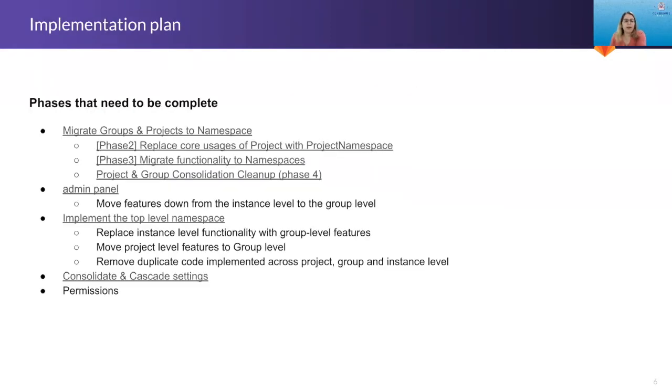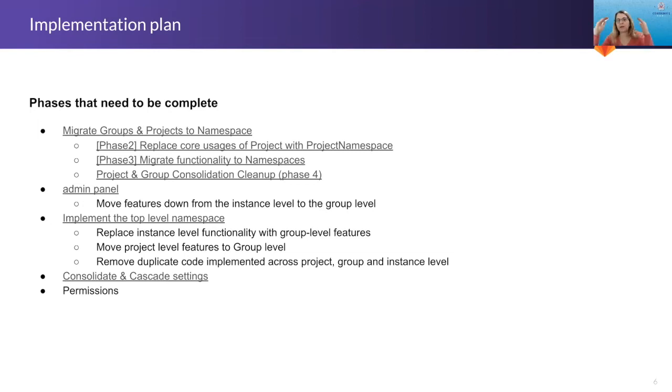So in terms of the phases of the project, this is a long-term project, and we have a lot of different things that we're working on. Some are parallel and some are serial, so I'll talk a little bit about that. Our first phase is migrating groups and projects to the namespace. Now, I mentioned Workspace is that top level group, but we actually flipped the order of the way that we're doing the implementation. What does that mean?